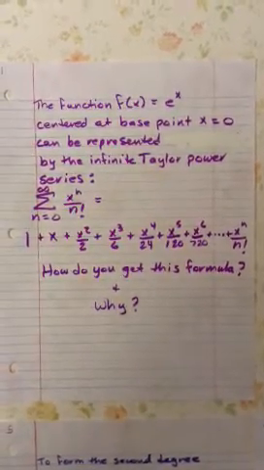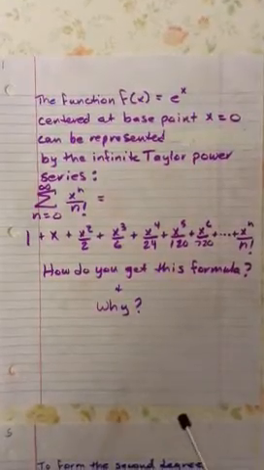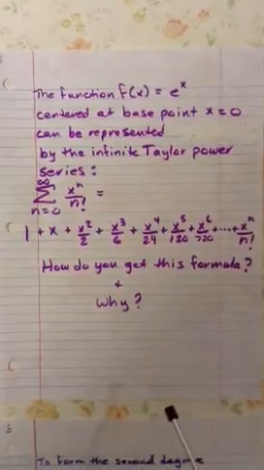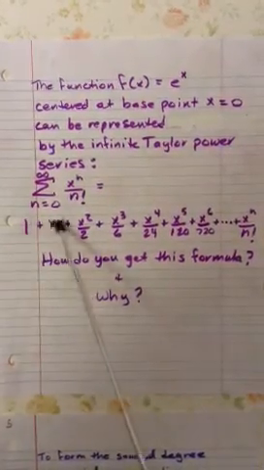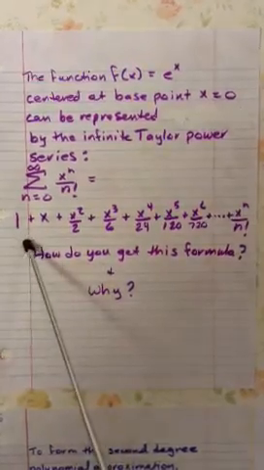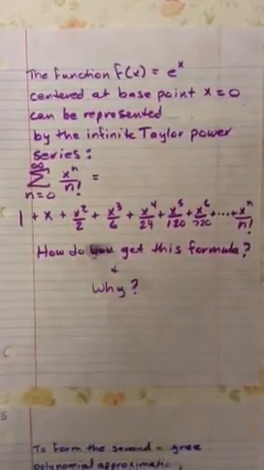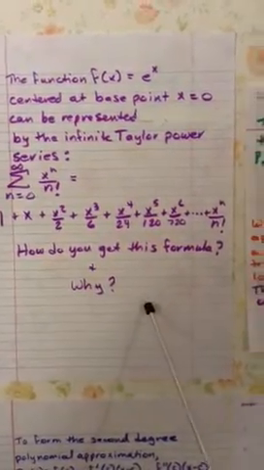The function f of x equals e to the x, centered at base point x equals 0, can be represented by the infinite Taylor power series, the summation as n goes from 0 to infinity of x to the n over n factorial. And this is the formula. How do you get this formula and why?